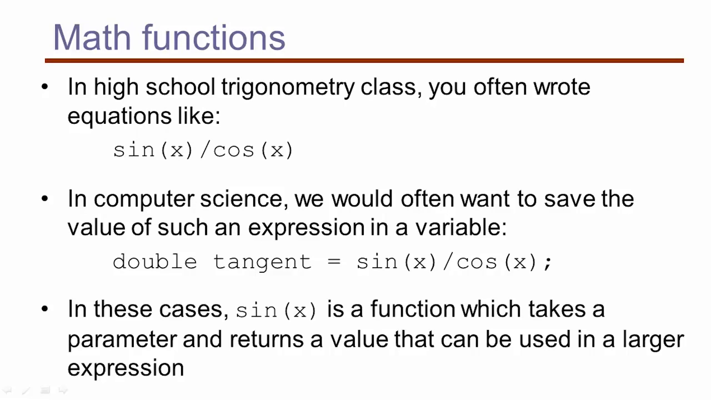When we see sine of x, we understand that there exists some function sine that takes a parameter x, which represents the angle we are interested in, and the function called sine of x will return the value of the sine of that angle. Similarly, cosine of x will return to us the value of the cosine of the angle x. It is functions like these that we want to explore in this lesson.